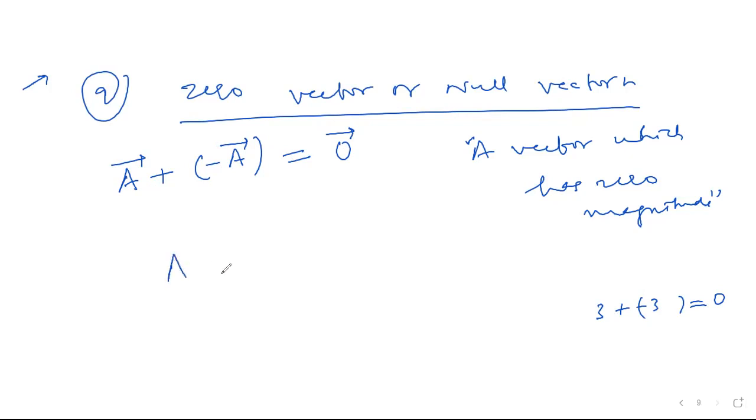Similarly, if you add 0 to any number, that will not affect its magnitude. 3 plus 0 is 3, or 0 plus 3 is 3. Similarly, if you add a zero vector to any vector, you get that vector back. So the zero vector has the same meaning in vector algebra as 0 has in numbers. So if you add the negative of a vector to a given vector, you get the zero vector. If you add a zero vector to any vector, you get that vector back, right?